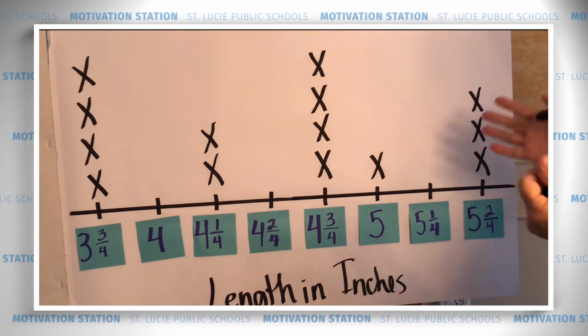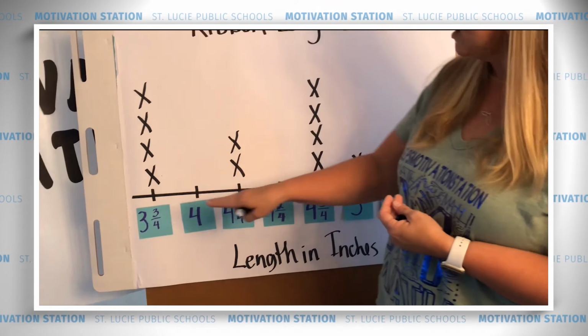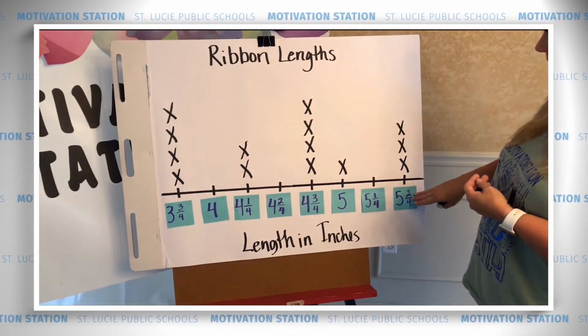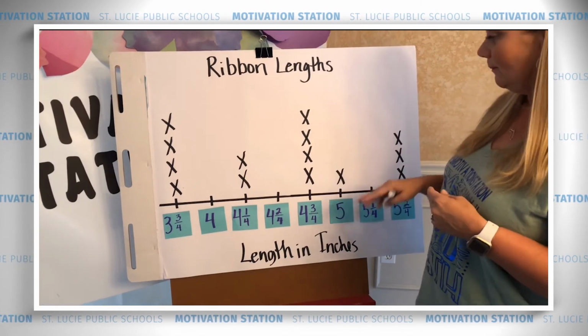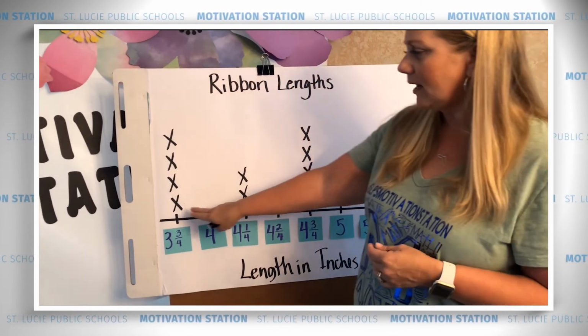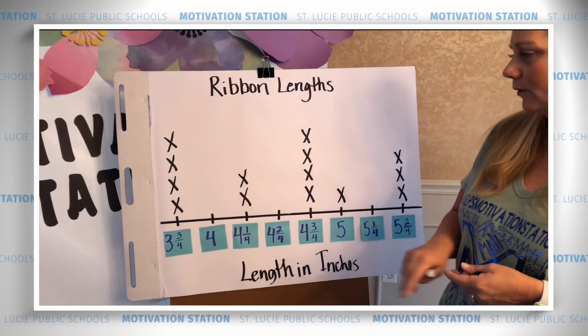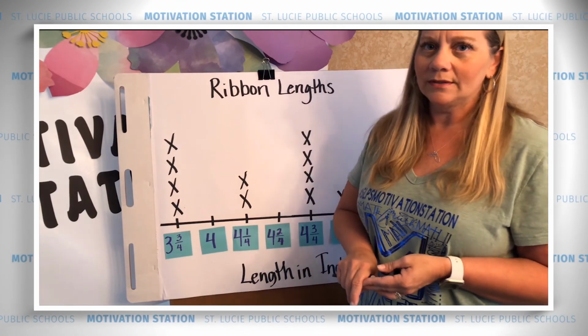So from that graph, I can see that my smallest measurement is 3 3/4 inches, and my largest one is 5 2/4. The one that had the fewest number I can see quickly was 5 inches, and there were two that were tied that had the most number. 4 3/4 had 4, and so did 3 3/4.